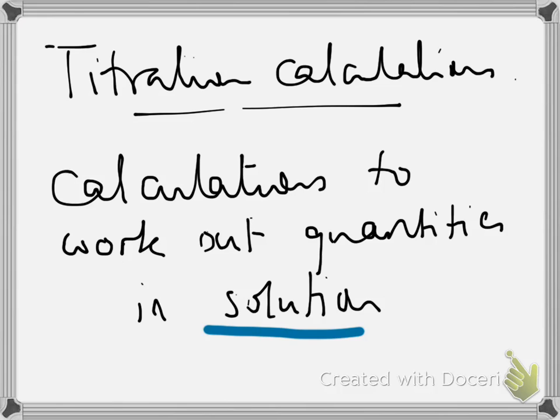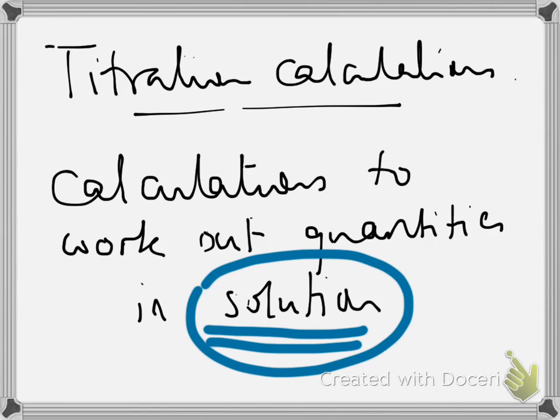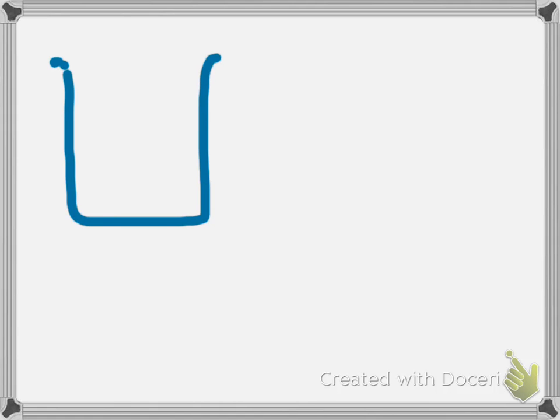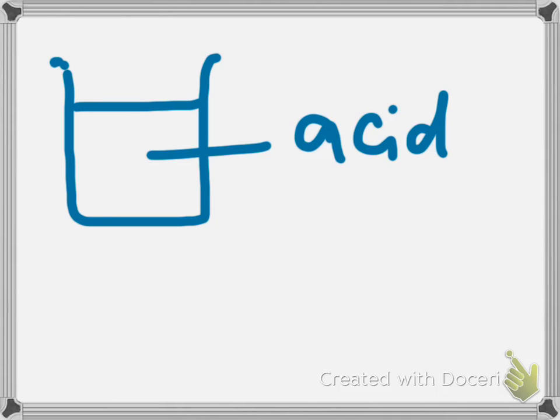So calculations in solution are important because so far what we've looked at is solids, we're now going to look at solutions. So, right Jamie, here's something you can do. If we take a solution here, and this solution is, let's say, some acid, doesn't matter which acid, there are two things that I can measure about that quantity of acid. What are those two things?